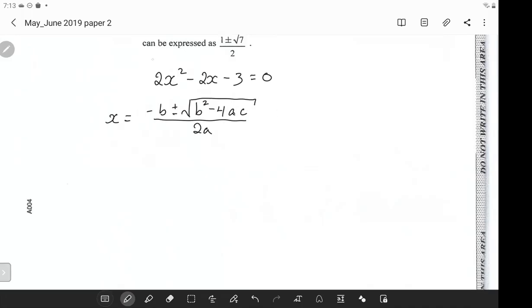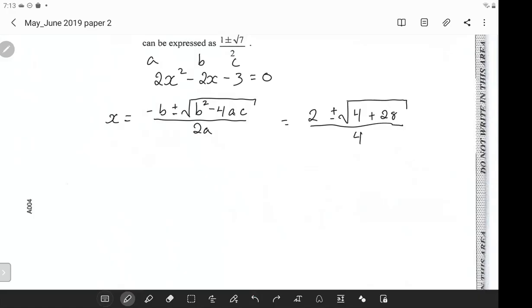So we know that the coefficient of x squared is a, the coefficient of x is b, and the constant is c. Let's see what we get. We get minus b, so minus negative 2 is positive 2, plus or minus the square root of b squared, negative 2 squared is 4, minus 4 times 2 is negative 8, negative 8 times negative 3 is positive 24, all divided by 2a, which is 4.